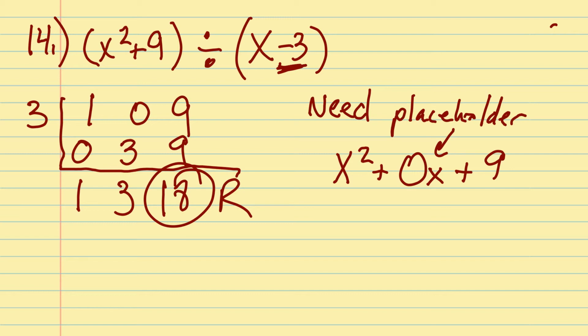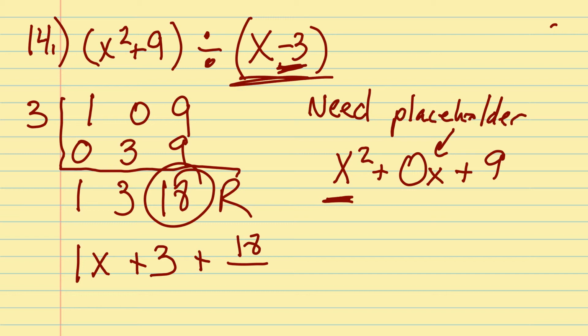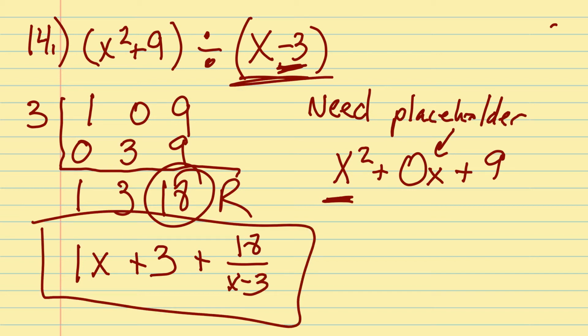Now I had x squared, so my answer is always 1 less. So it becomes 1x plus 3 plus my remainder all over my divisor, the whole divisor, x minus 3. And that's it. 16.